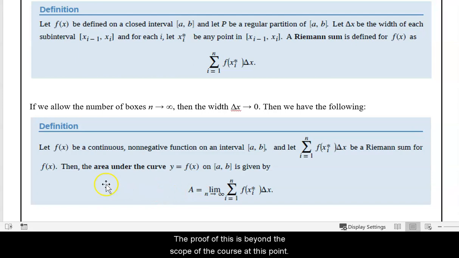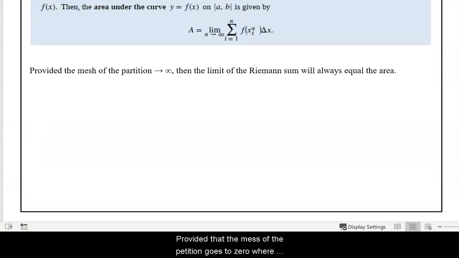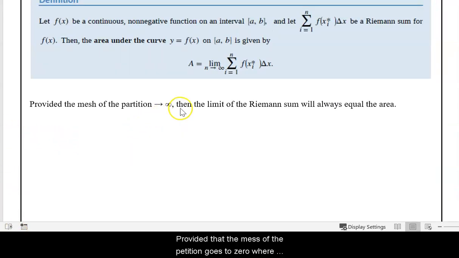The proof of this is beyond the scope of the course at this point. Provided that the mesh of the partition goes to 0, where the mesh is the widest of the uneven width boxes, then the limit of the Riemann sum will always equal the precise area under the curve. We're now ready to do some examples.